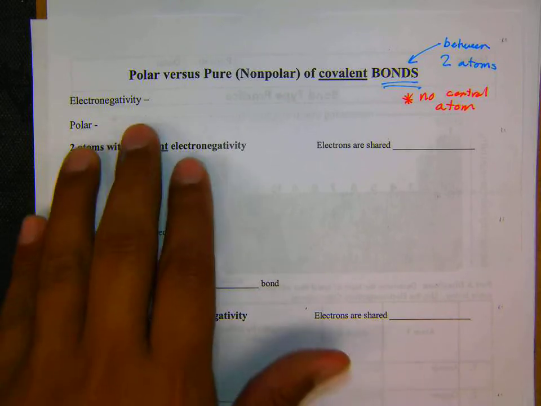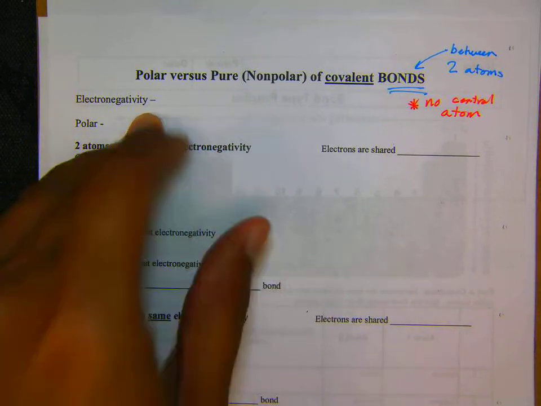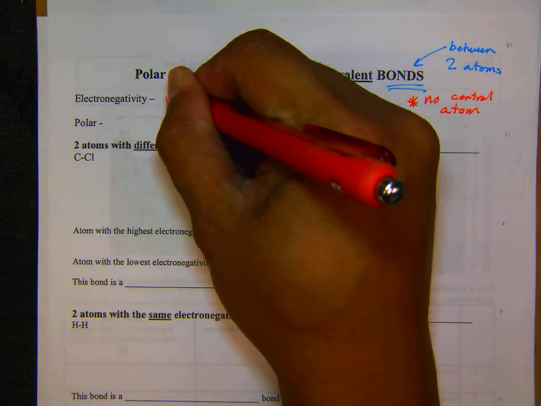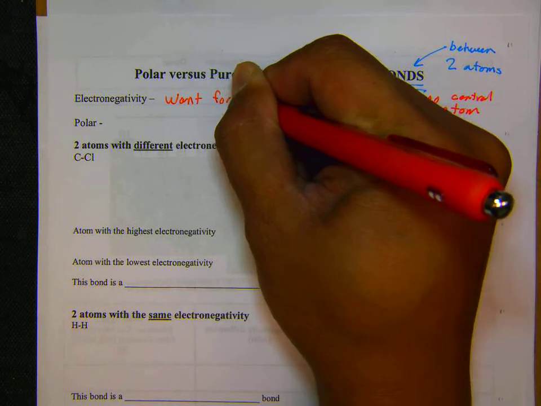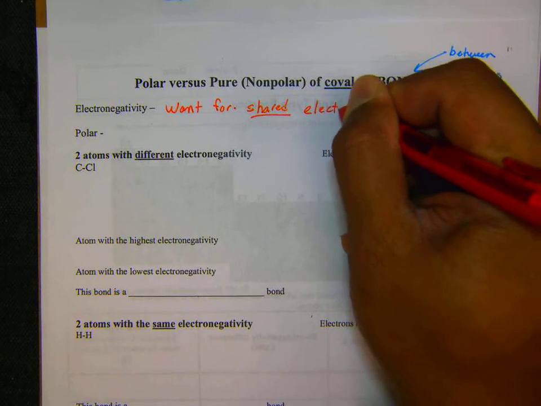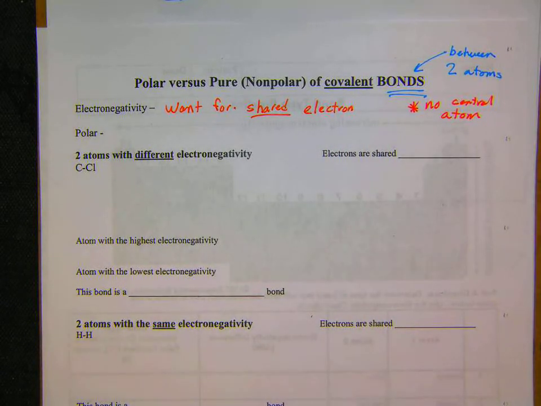All right, so electronegativity. Remember electronegativity, electron affinity? In 4 words, how would you define electronegativity? It's the same thing as electron affinity. Remember that? Want for additional electrons. We're going to change it up a little bit. Instead of saying additional, electronegativity is the want for shared electrons. So it's the same thing. They want additional electrons, but this time the electrons are going to be shared.